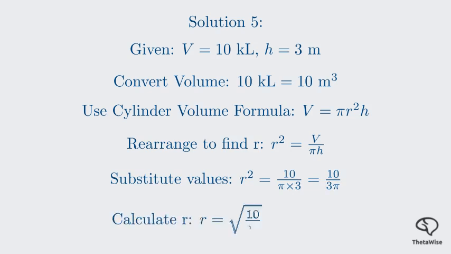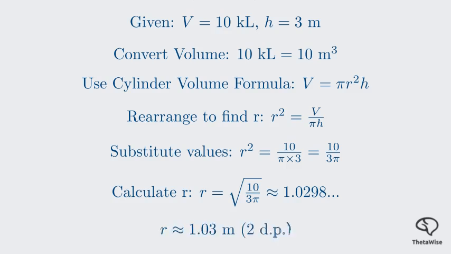To find r, we take the square root of both sides. The radius r is the square root of 10 divided by 3 pi, which is approximately 1.03 meters. Rounding to 2 decimal places, the radius of the tank is 1.03 meters. This shows the importance of handling units correctly.